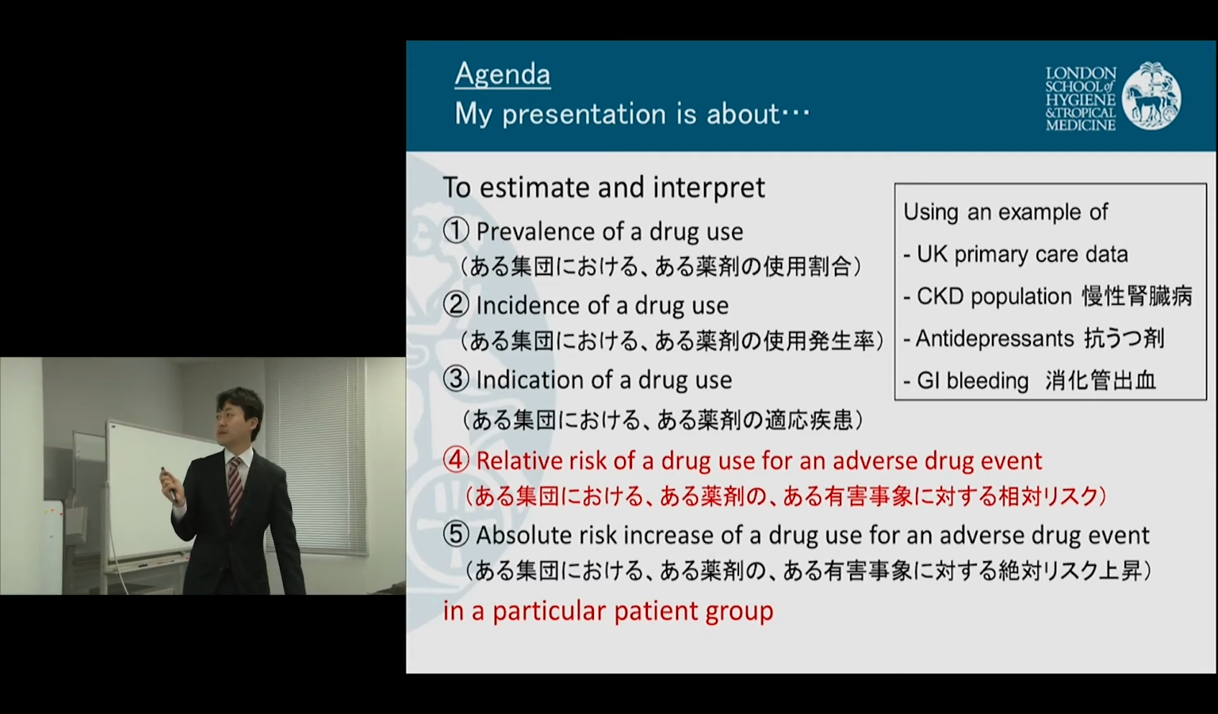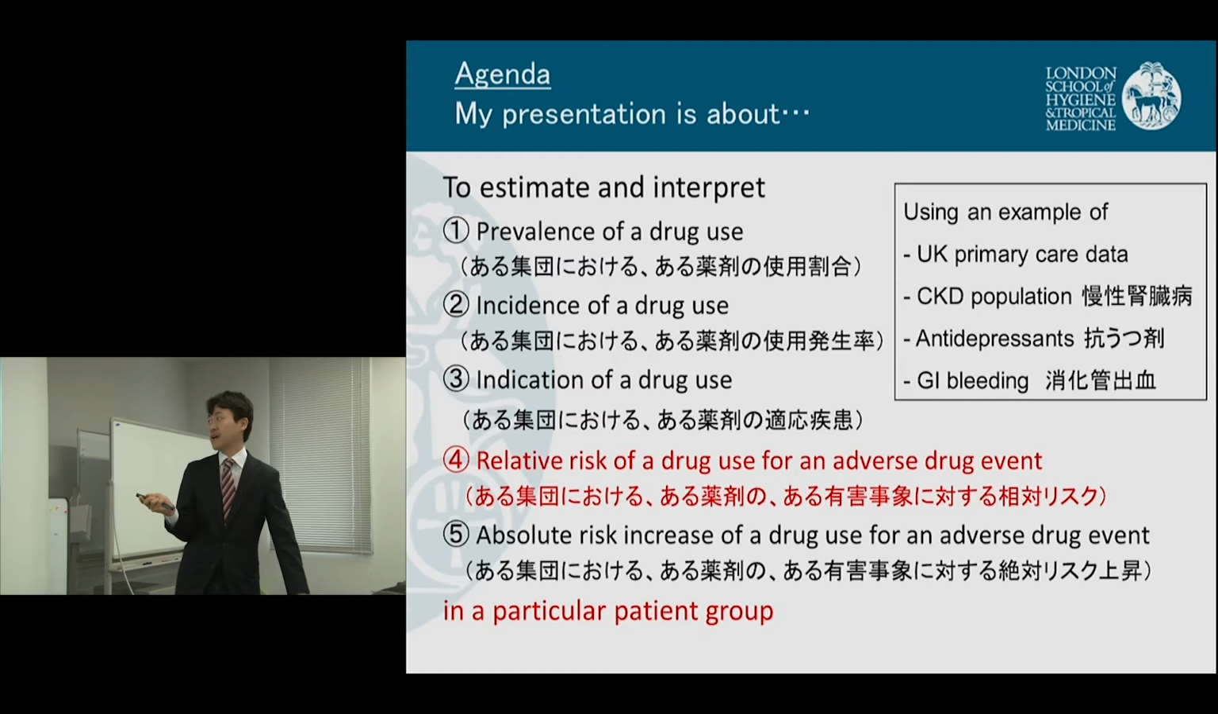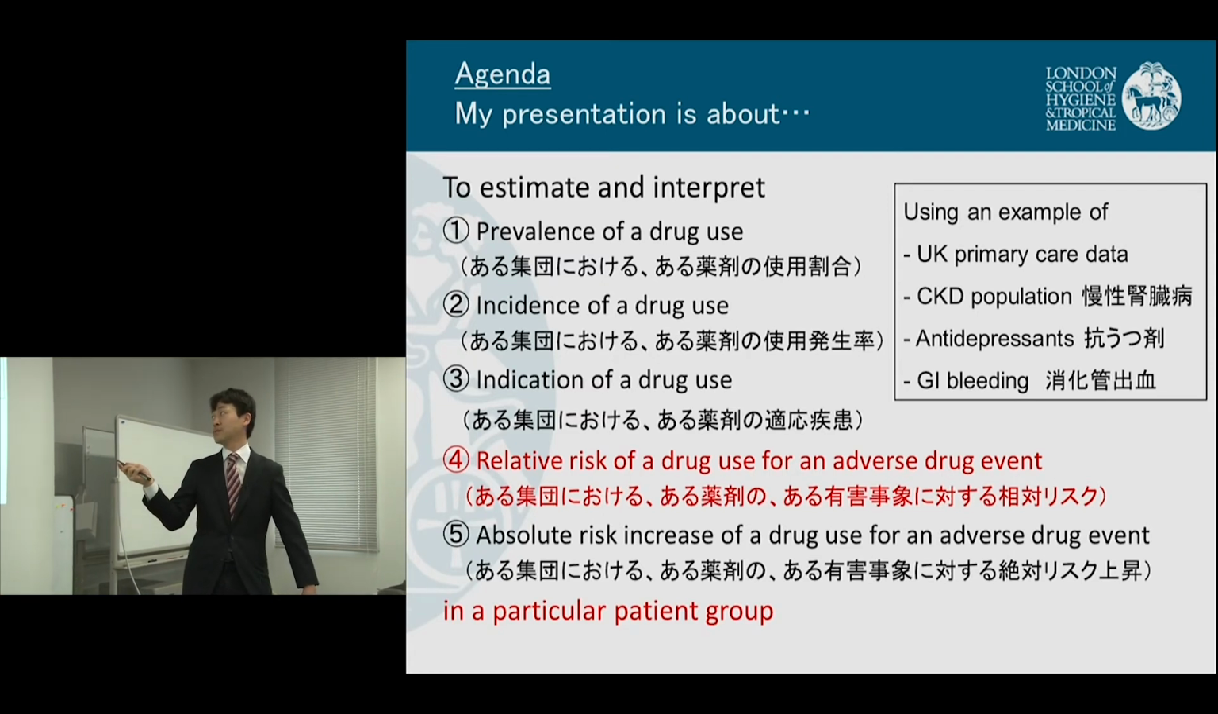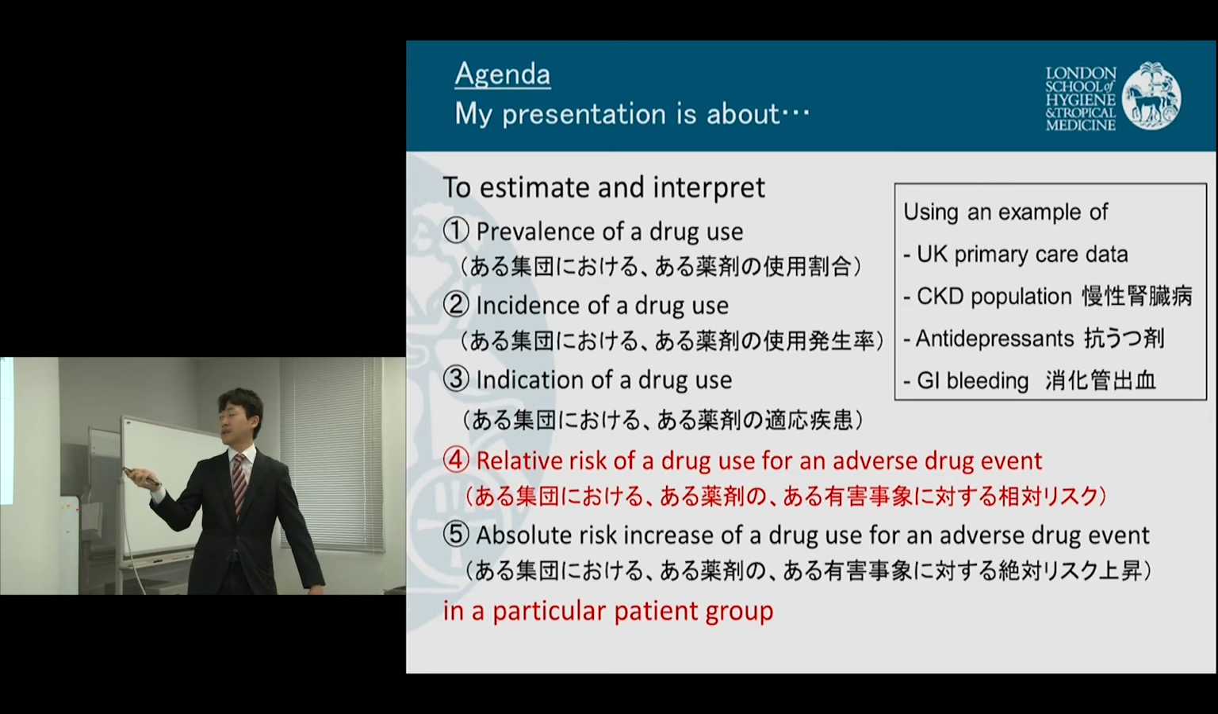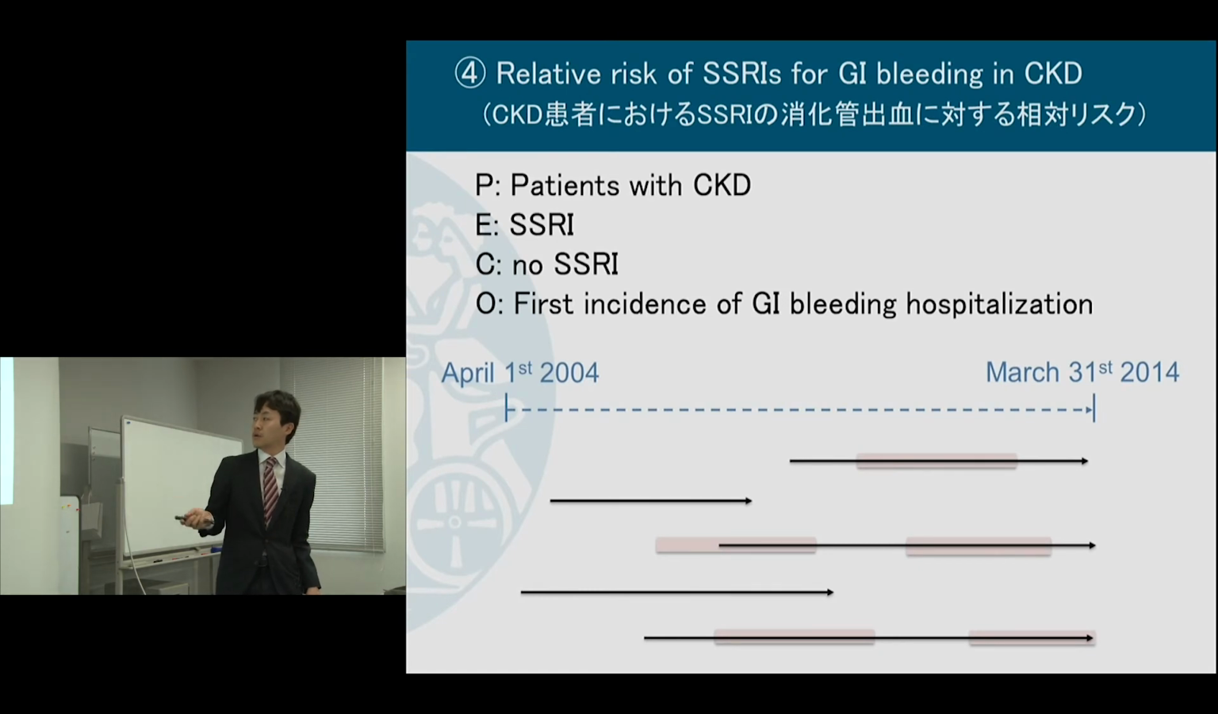Okay. So relative risk of a drug use for an adverse drug event in a particular patient group, using an example of GI bleeding of SSRI as part of antidepressants. Okay, so this is PECO again.